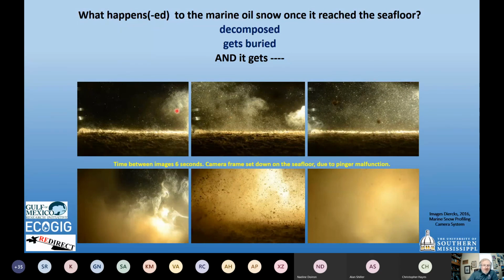So you can see the time between these images is 6 seconds. The camera was simply set on the seafloor. That energy introduced to the seafloor was enough to produce these images. This is 36 seconds of images. So relatively quickly, this whole thing got messed up and material got very easily resuspended, and it doesn't take much energy to do that.